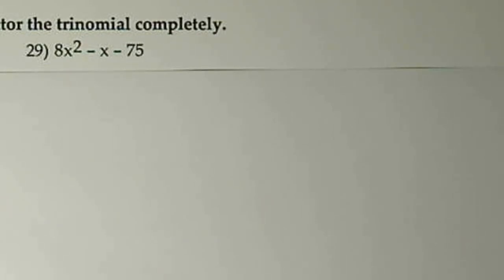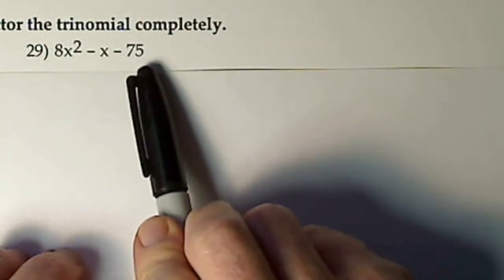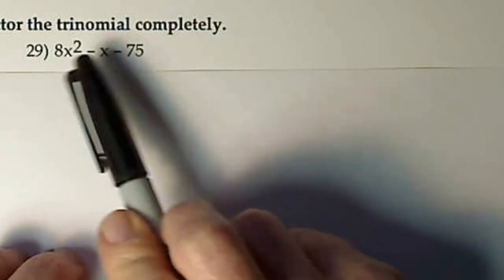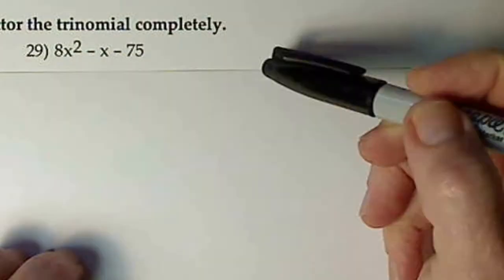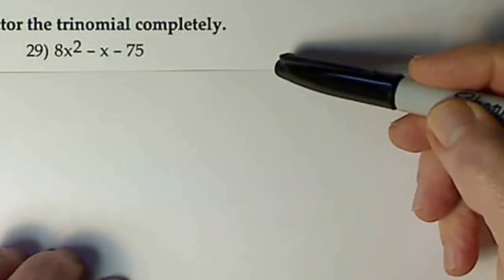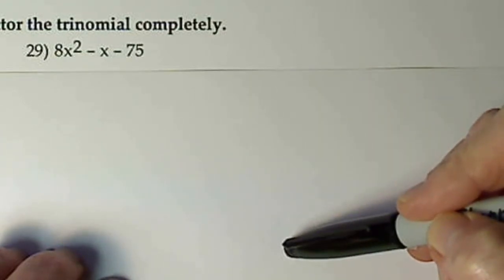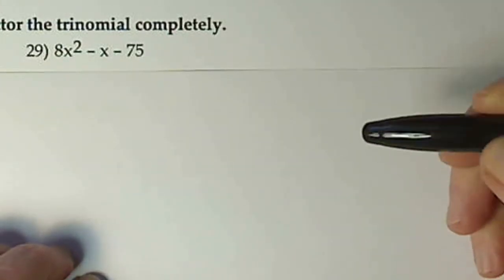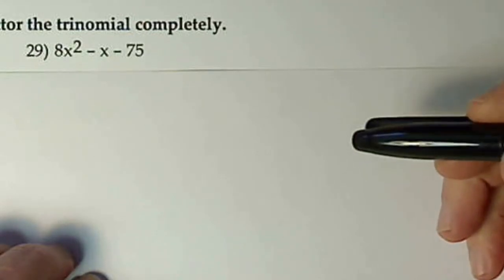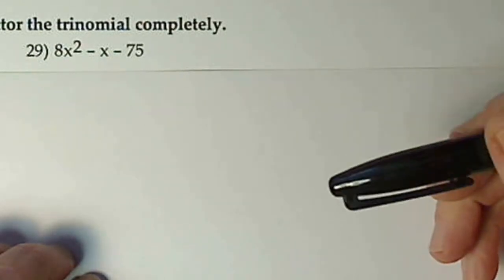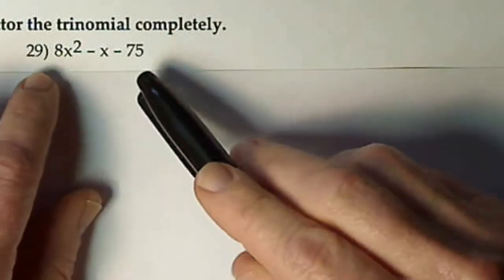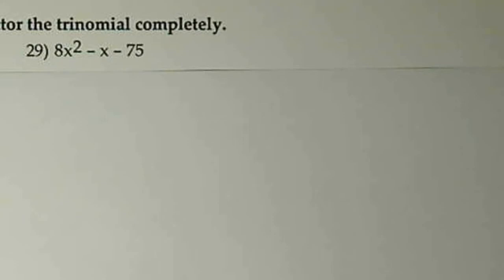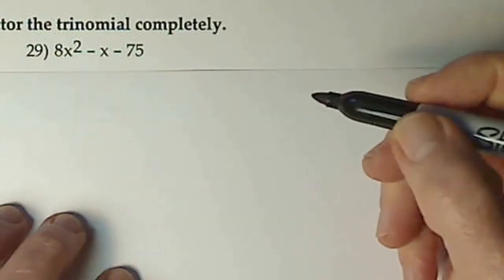Okay, on this one, there's no GCF, and there's something in front of x squared, so I would multiply 8 times 75, and that would give me 600. And then I would list all the factors of 600. That's rather large. That method will work, but I'm going to encourage you to find some shortcuts when the numbers are this large. And I'll talk about this in two different ways.